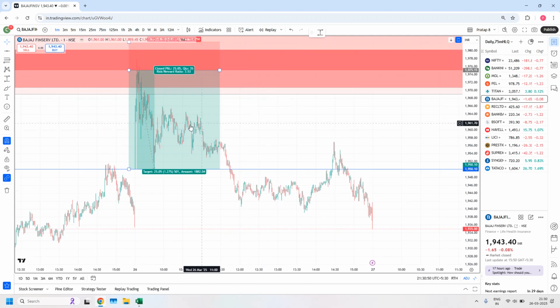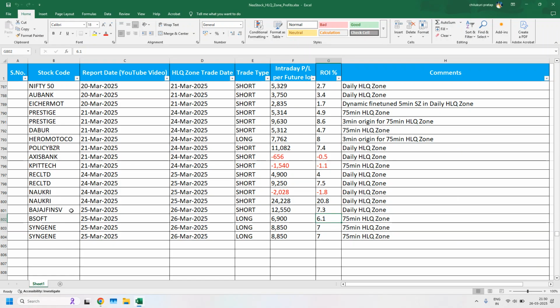Okay, Bajaj Finance, how much profit has it given? Bajaj Finance has given 12,550 rupees profit, which is 7.3% ROI as per one futures margin cost. Maybe 1,70,000 something is there. That's why ROI is reduced. Profit is looking more, but ROI is reduced because of more investment.